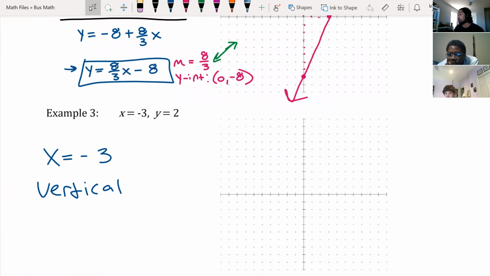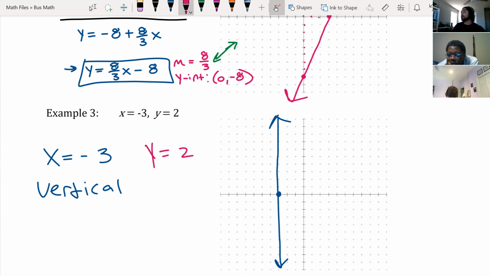So x equals -3 is a vertical line. So all this means is that we're going to start at -3 on the x-axis and just draw a vertical line going straight up and down. That's x equals -3. And then y equals 2. Well, if x equals -3 was vertical, y equals 2 has to be what? Horizontal.